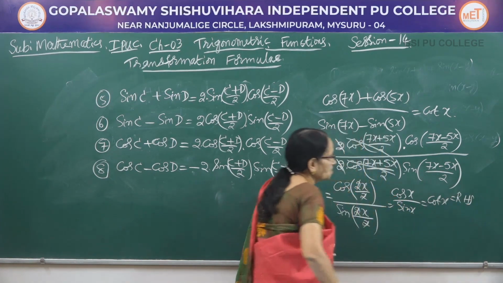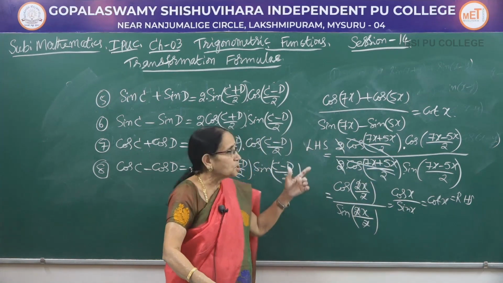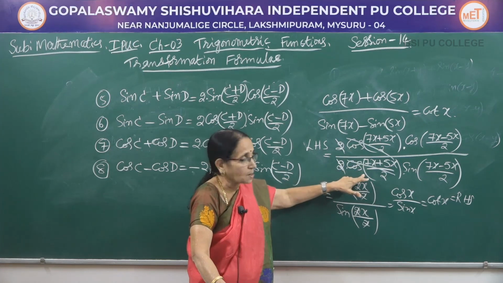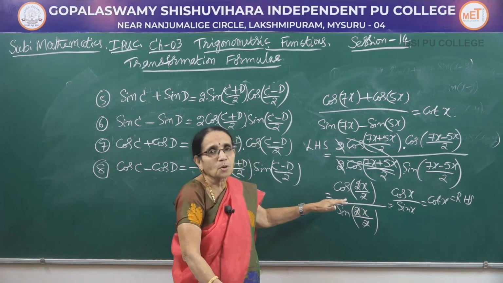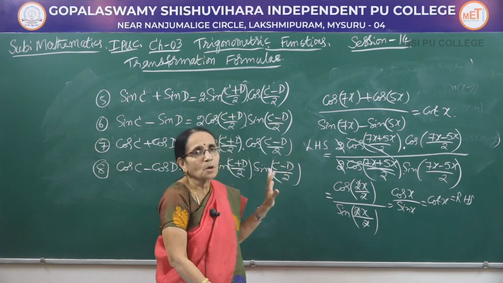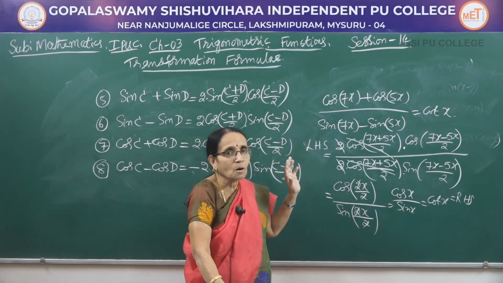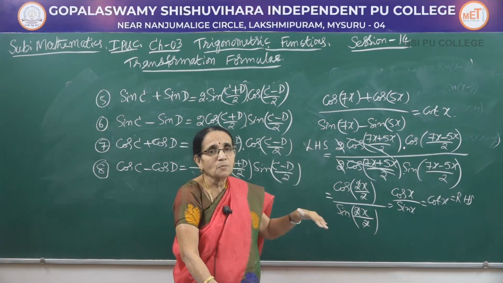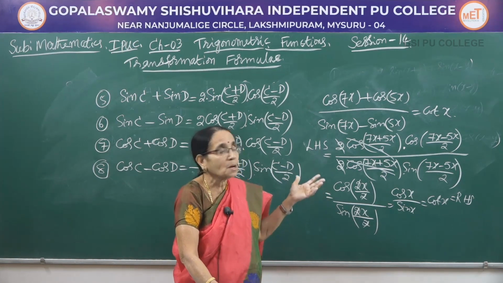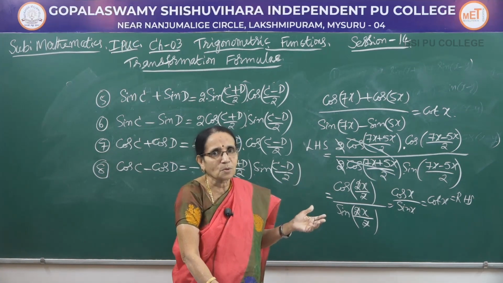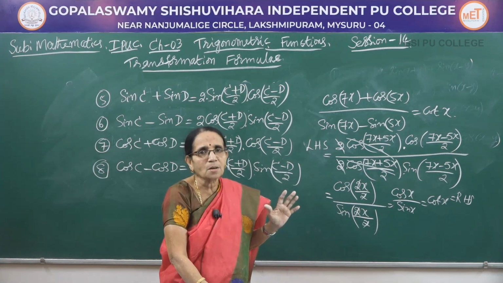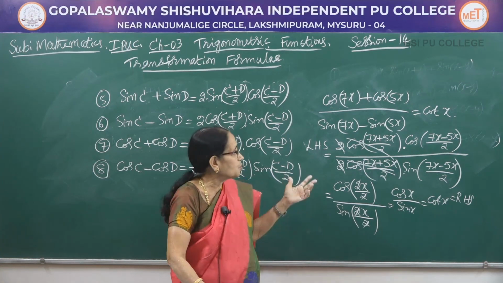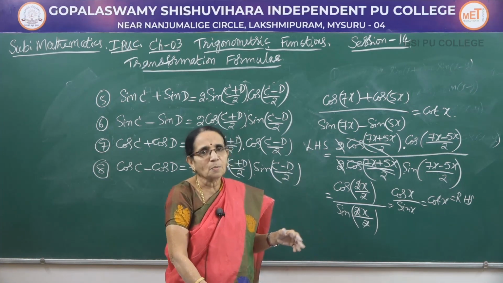Such problems are usually given for a 2-mark question. One mark for writing the transformation formula correctly, and for the simplification part you get the remaining mark. So this is how you have to apply. Unless you learn by heart all the 8 formulae, sum to product or product to sum, you cannot solve the problem. In one problem we may be using both the formulae, sum to product or difference to product and vice versa, so we may have to use one from this set and one from that set.